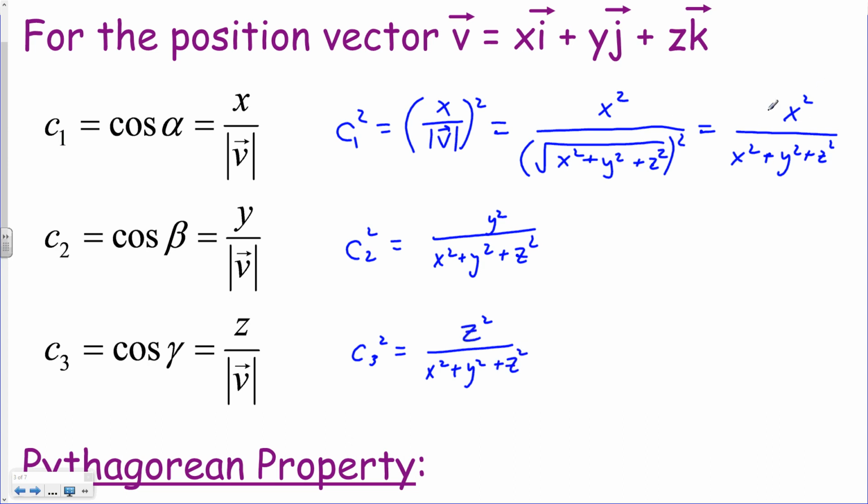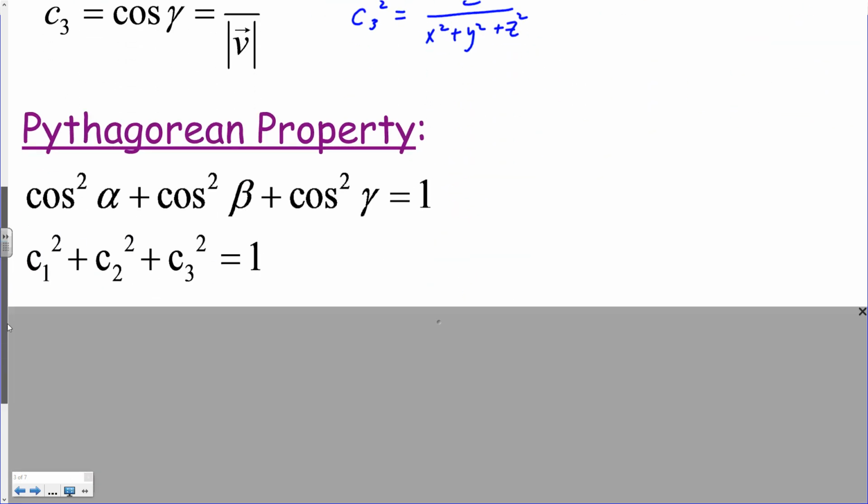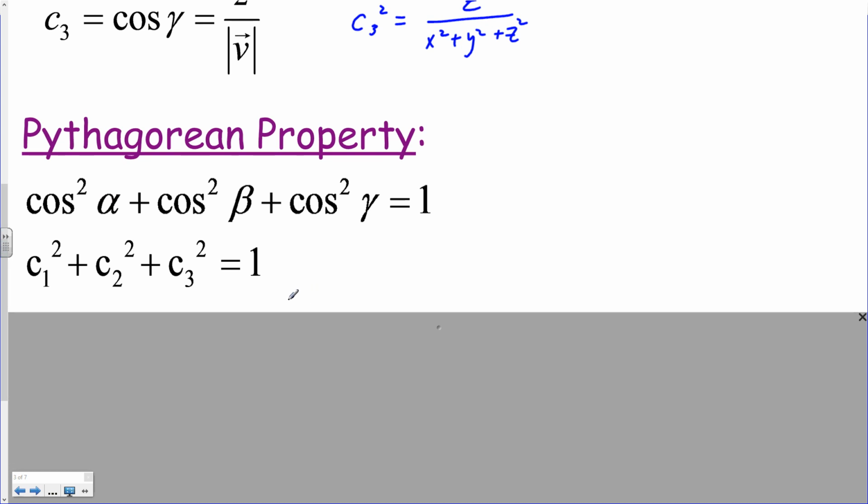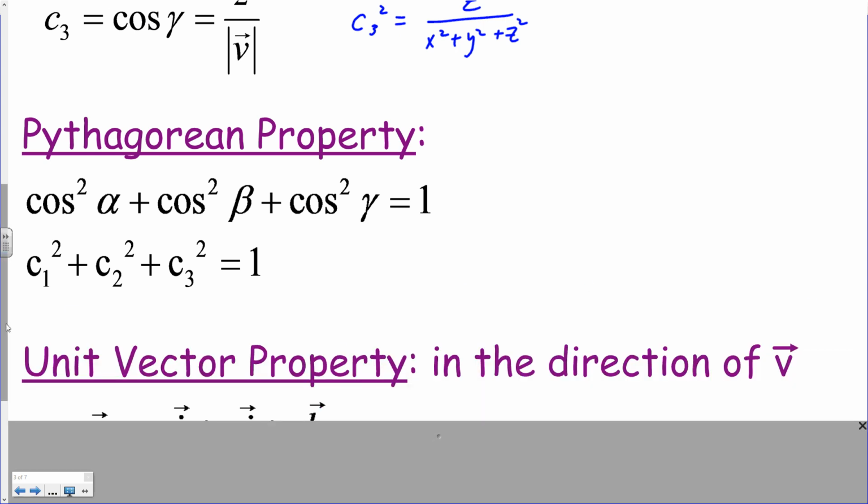And if you add these three quantities together, they already have a common denominator. If you add them together, you'll see that the numerator turns out to be x squared plus y squared plus z squared, which is the same as the denominator, which means that you end up with 1. So that's where that property comes from. It is, in essence, kind of like a Pythagorean property that we have for this. And the other property that we have is the unit vector property.